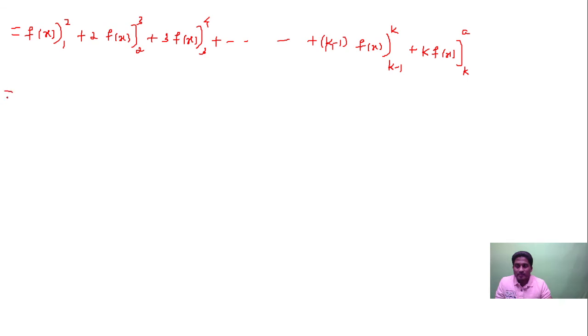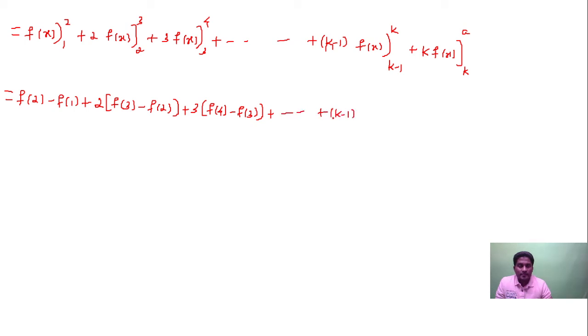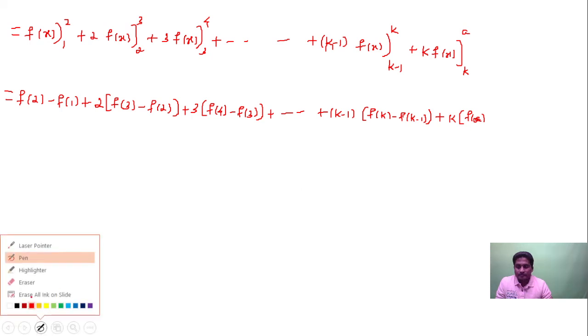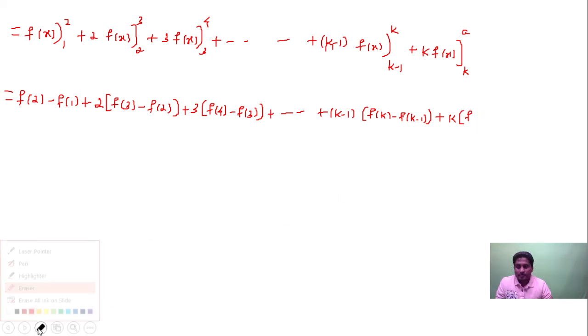So that is equal to upper limit minus lower limit: f of 2 minus f of 1, plus 2 into the bracket, upper limit is f of 3 minus f of 2, plus 3 times upper limit f of 4 minus f of 3, and so on, plus k minus 1 of f of k minus f of k minus 1, plus k into upper limit f of a minus f of k. Let us simplify this.